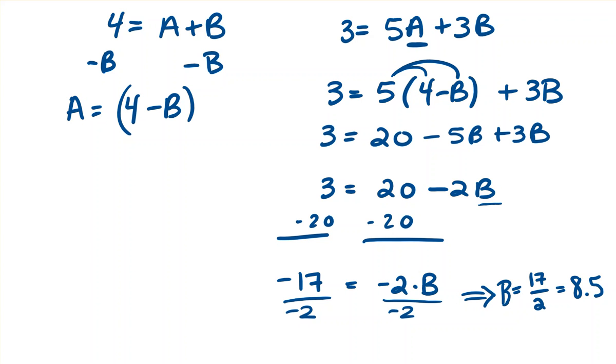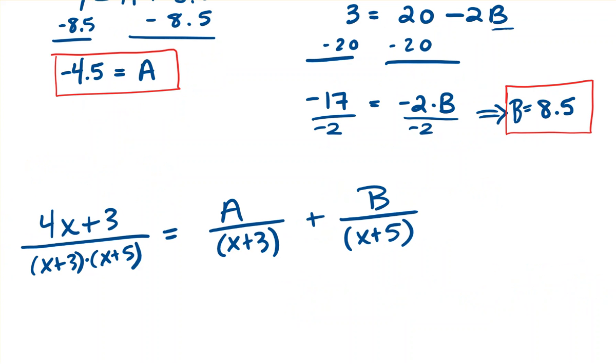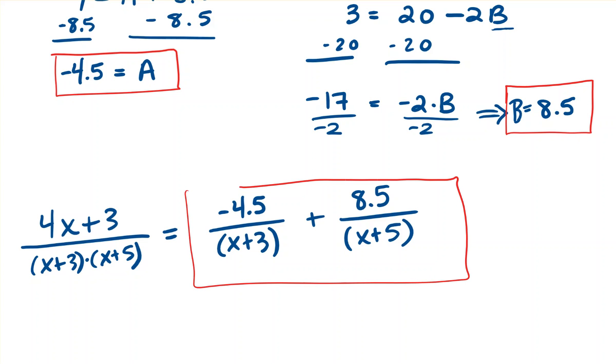Now let's find the value of A. Substituting in our value of B into one of our first equations, we now just solve for A by subtracting 8.5 from both sides. We get that A equals negative 4.5, B equals 8.5. Going back to the final problem, we now have the values of A and B that we can substitute for, and we find this is the partial fraction decomposition of the original expression.